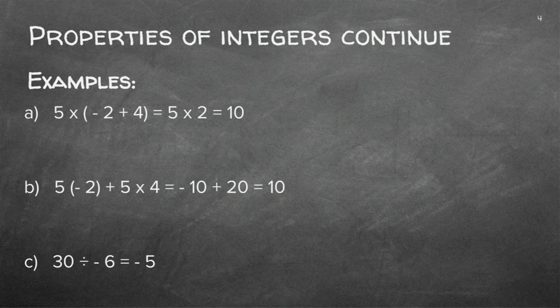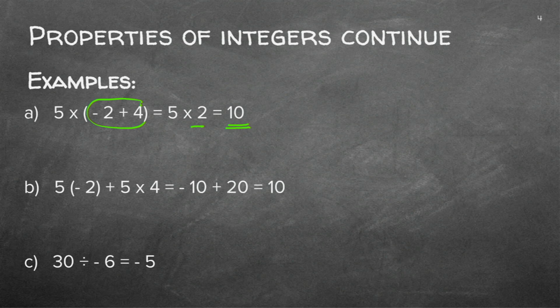5 times (-2 plus 4). Because this is a bracket, we can work this out first. -2 plus 4 will give us 2, so it is 5 times 2. Our answer is 10.